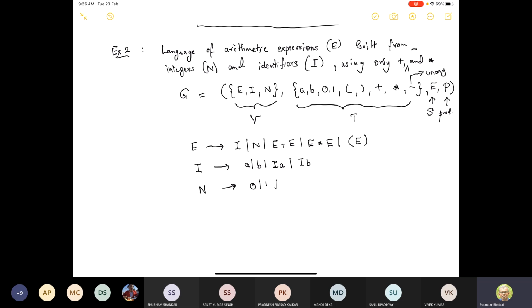And let's say that the numbers are just non-empty strings of zeros and ones. And you can also have unary minus and unary plus. Okay. So this is the grammar.